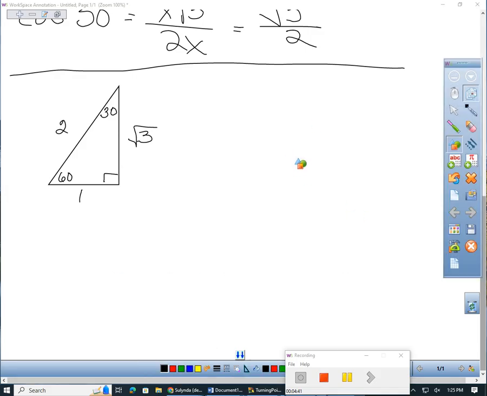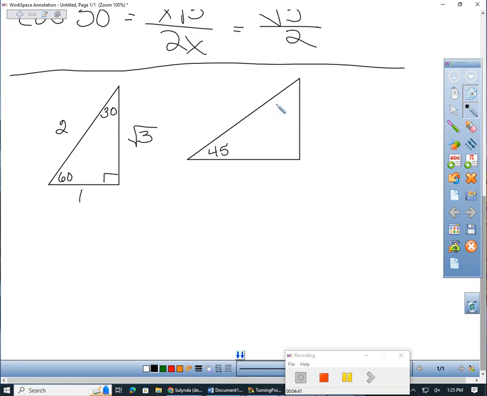My second triangle is my 45-45 triangle. My right angle here. So if each of these sides are 1, the hypotenuse is square root 2. All right, we're all clear so far? Okay.